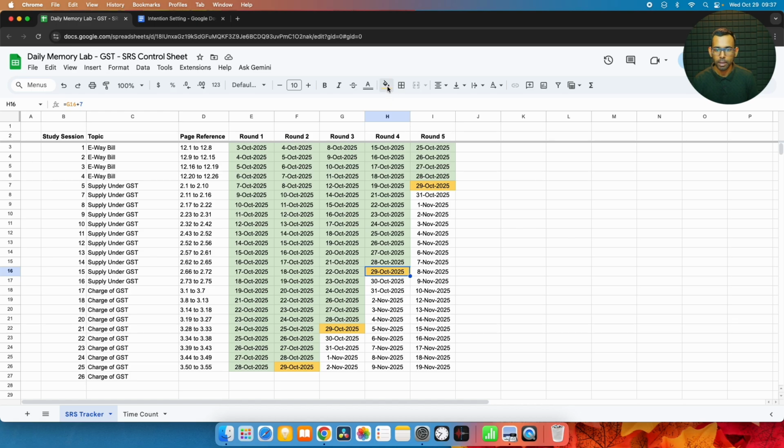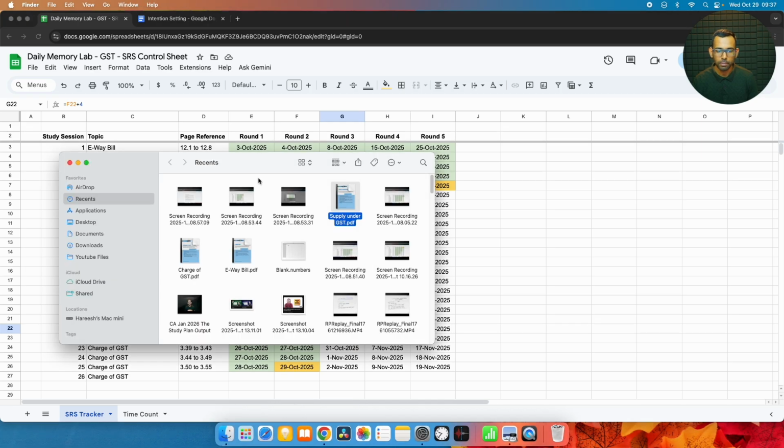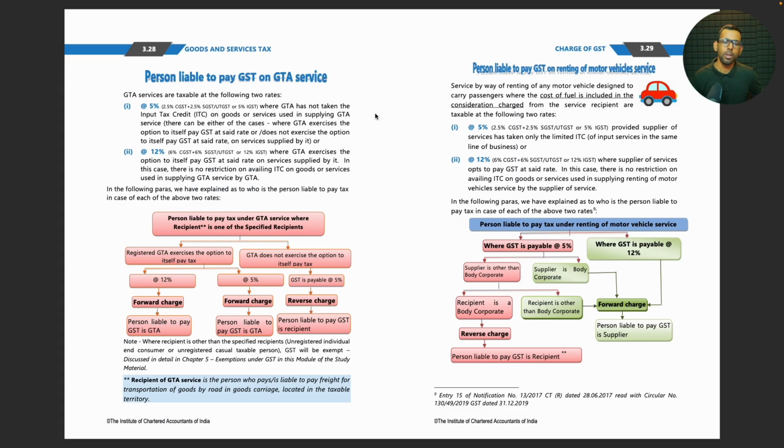We have completed segment number 2. Now let us go to segment number 3, charge of GST, round 3, page number 28 to 33. Person liable to pay GST on GTA service. GTA services are taxable at the following rates. Now let me directly get into this.